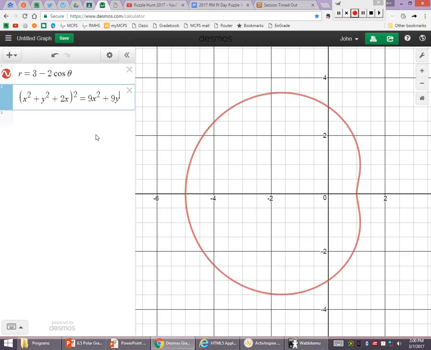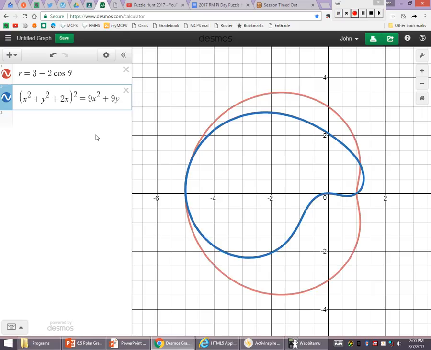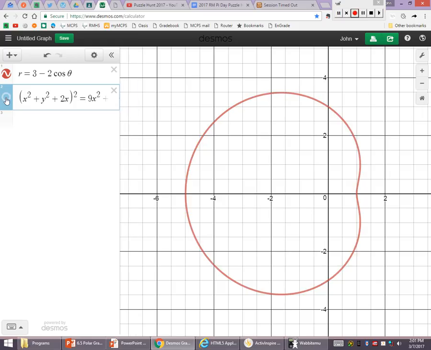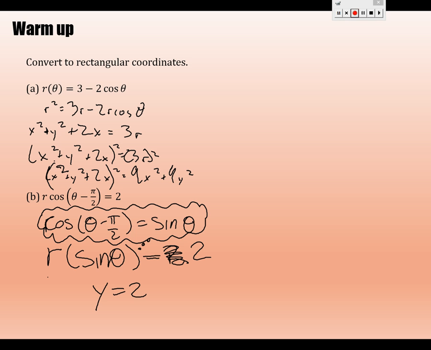There were some cool things that happened along the way there. Look at that. How come she could square everything and then that's equal to another r? Oh, she just squared everything. r squared is x squared plus y squared. Oh, yeah. I understand.